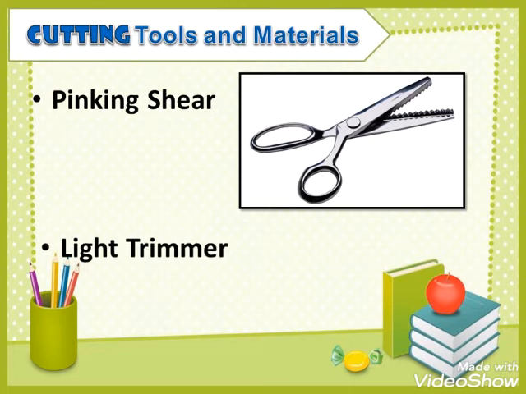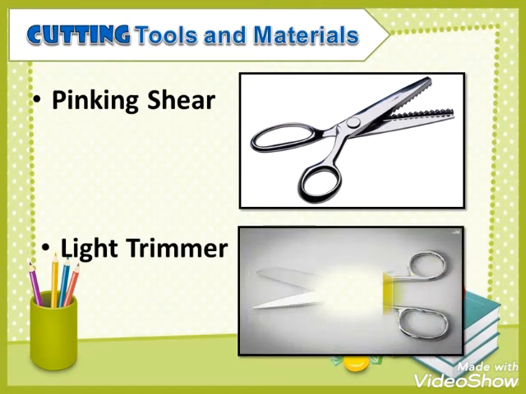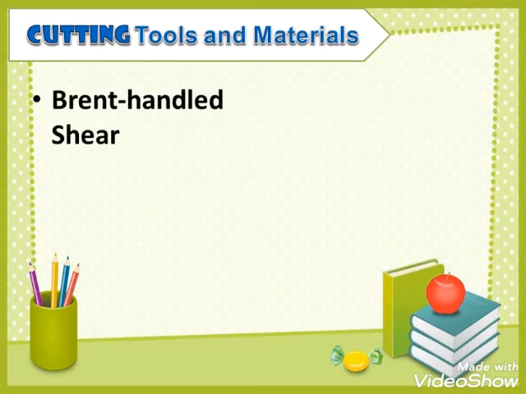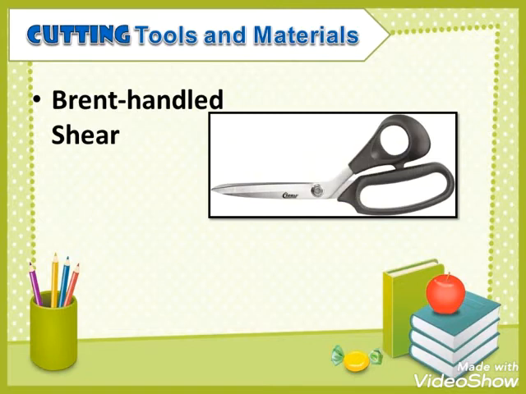Light trimmer. This is used for small cutting. This tool has one point blunt to prevent the fabric from snagging. We also have bent-handled shears. Shears with straight blades and a handle that is offset at an angle allow the lower blade to stay flat on a cutting surface. The sewing scissors. This scissor is used for trimming seams and facings.